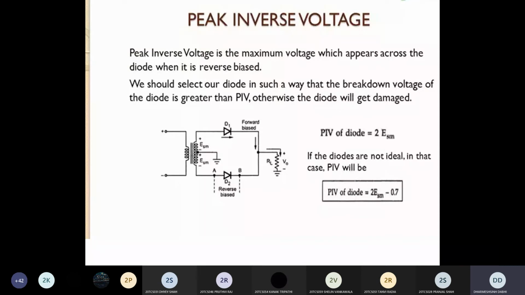Do all of you understand what my question is? Yes or no? So 200. Yes, it is 200, because it is minus 100 and plus 100. So the difference is plus 100 minus minus 100. So it is 200. So you can see that the peak inverse voltage of the diode when it comes into reverse bias is 2 times the maximum value of your supply voltage.